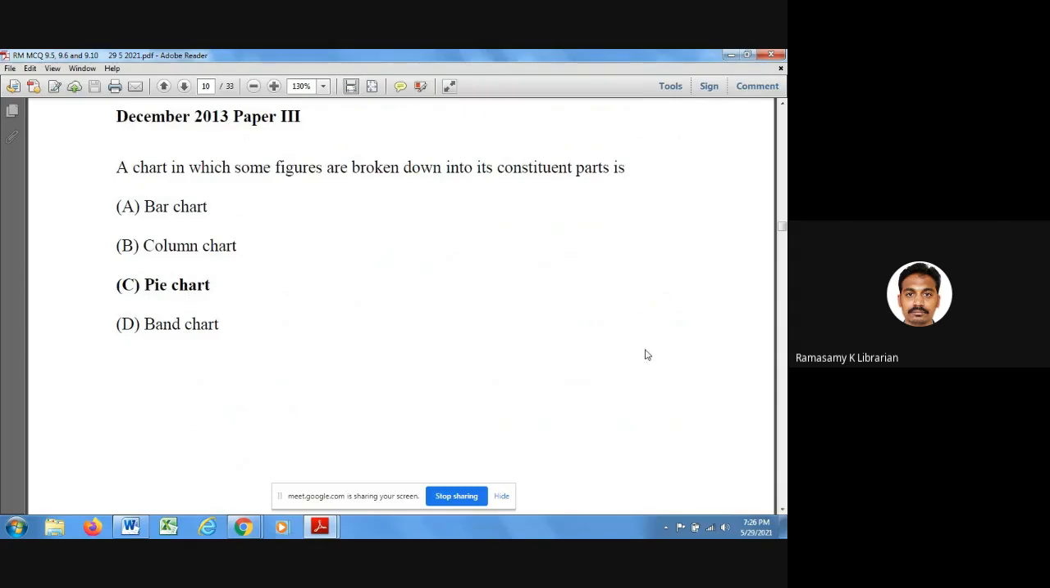We used to say chapati chart. You take one chapati and divide it into various parts. It's called a pie chart. Bar chart, I think I had shown you in my class. What about the column chart and band chart? Okay, let us see them.